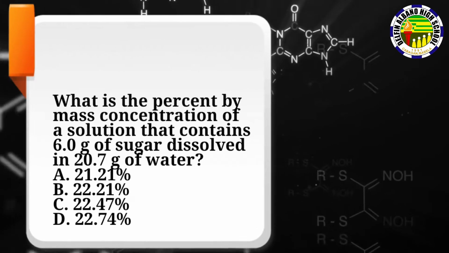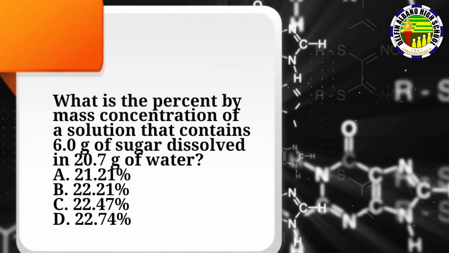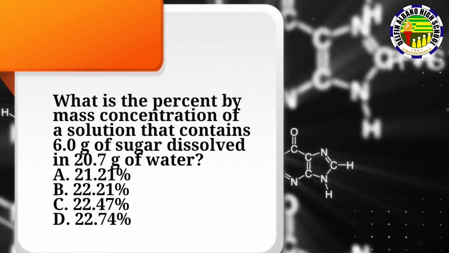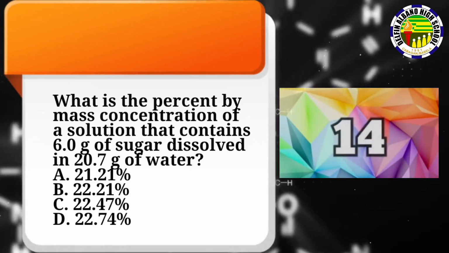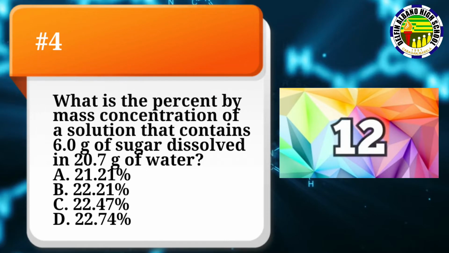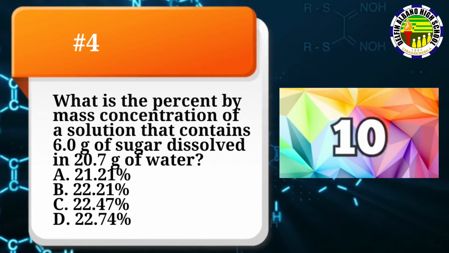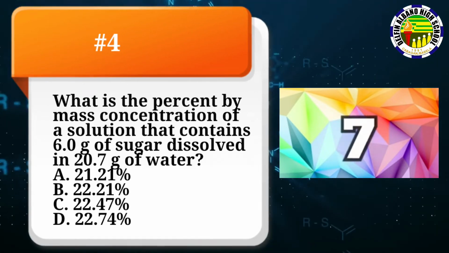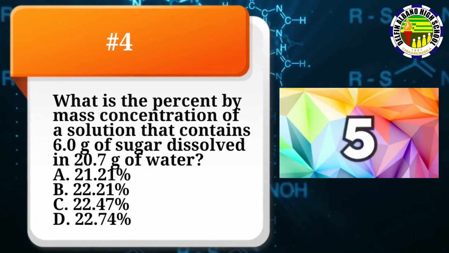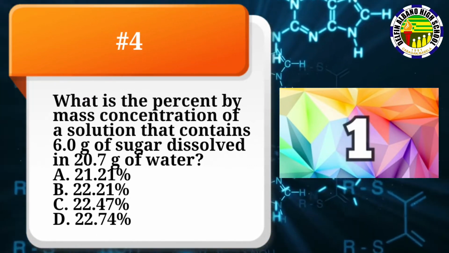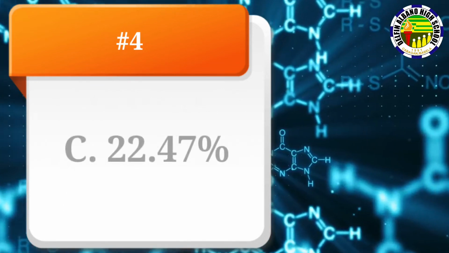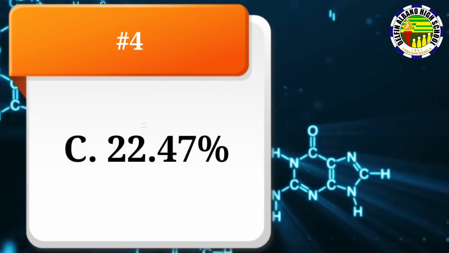Number 4. What is the percent by mass concentration of a solution that contains 6 grams of sugar dissolved in 20.7 grams of water? The correct answer is letter C.